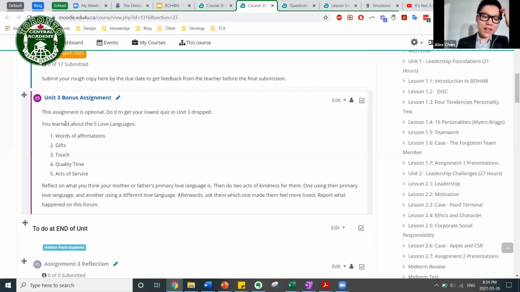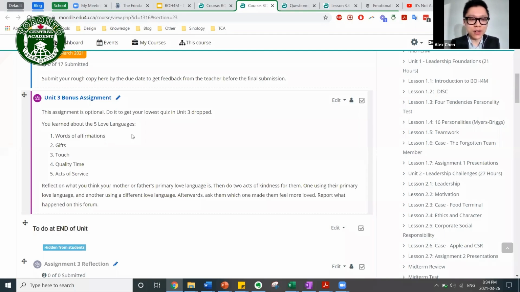So you learned about the 5 love languages in the homework. I want you to pick your mom or dad, right? And then just think about how they show love to you or to the family. Think about it and then take a guess at what you think their love language is. Okay, so let's say your parents often encourage you with words. You might guess that they are words of affirmation, right?